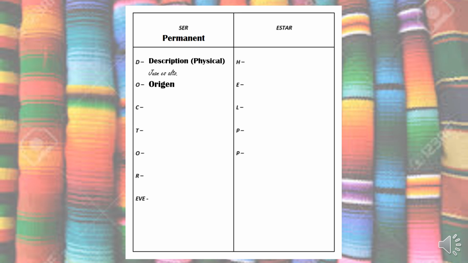We use ser to discuss origin. Shakira es de Colombia. That's where she's from. It's her home country. That's not going to change. We use ser to discuss character traits, like nosotros somos graciosos, we are funny. That's part of our personality. It's not going anywhere.